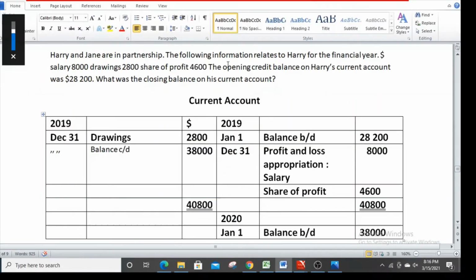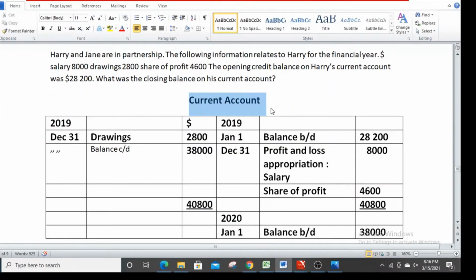So here we draw a current account. As the opening balance is credit balance, we write it on the credit side, 28,200. Salary is credited to current account, so we write 8,000 on the credit side. Share of profit is also credited, so 4,600 on the credit side. Drawings are debited to current account, so 2,800 on the debit side. We need to calculate the closing balance.